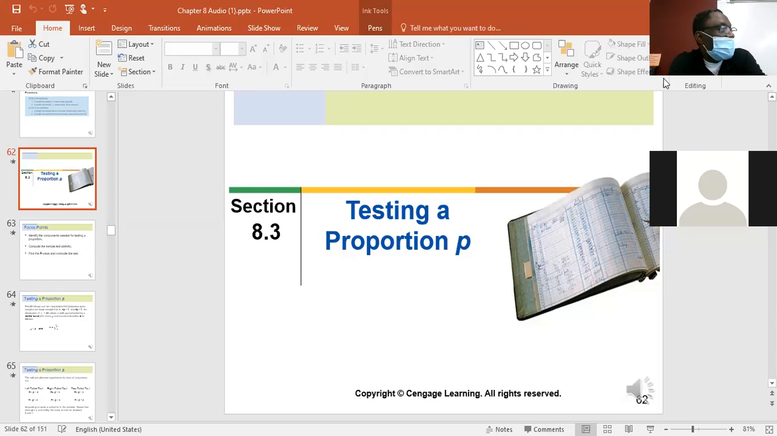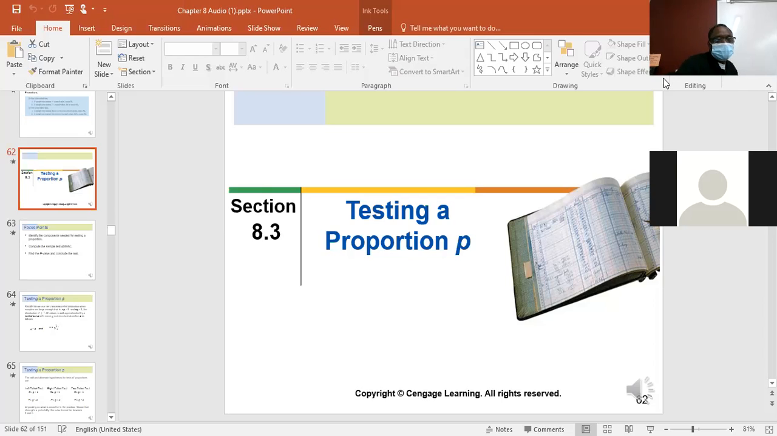We continue with 8.3, test for proportion. Most of what we are doing in chapter 7 and chapter 8, we did it already in chapter 7. So we are just going to learn how to use, under the same conditions as in chapter 7, how to test the hypothesis. In chapter 7, we find an interval estimate for a parameter. In chapter 8, we want to test the validity of a statement about a parameter.